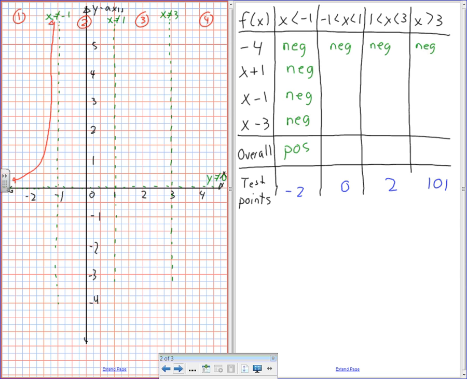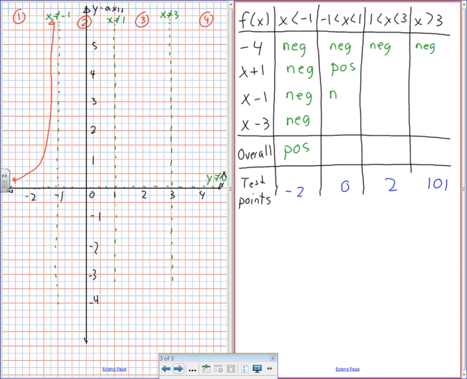All right, Matt, it's your turn to shine. What is 0 plus 1? 1, which happens to be positive. What is 0 minus 1? Negative 1, which is negative. 0 minus 3 is? Yeah. And then a positive times a negative times a negative times a negative is going to be what?